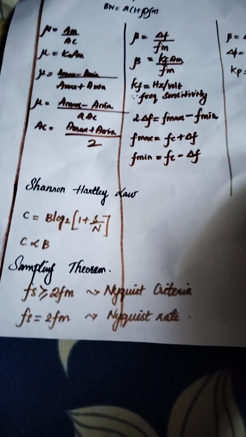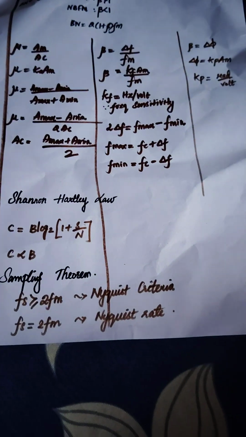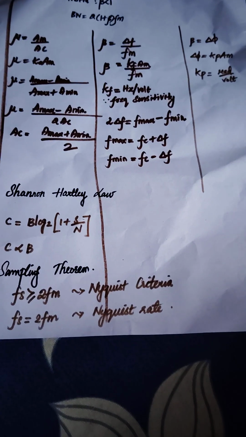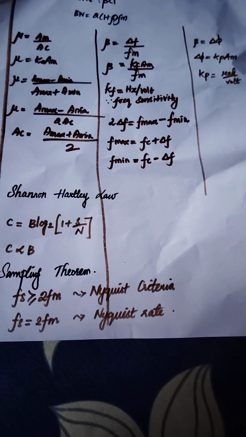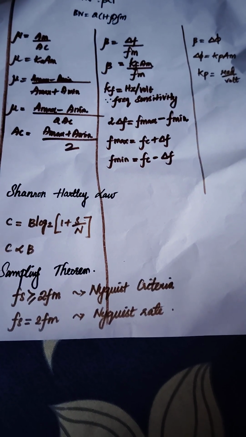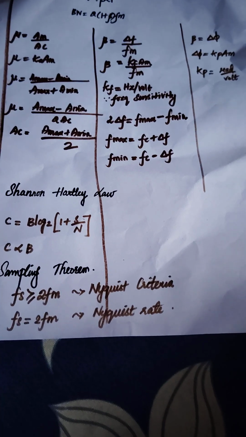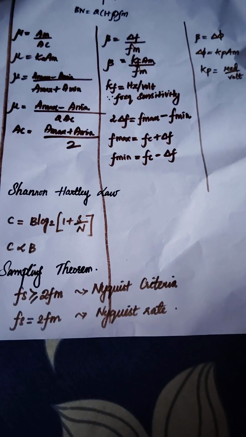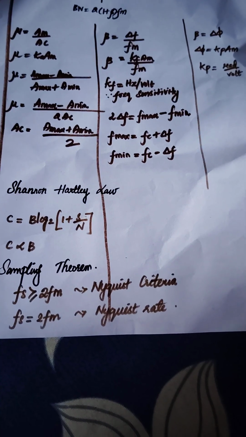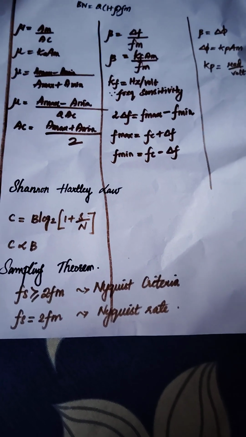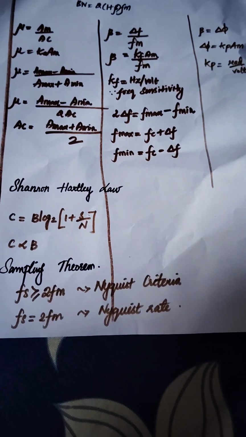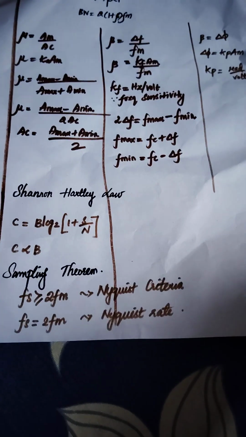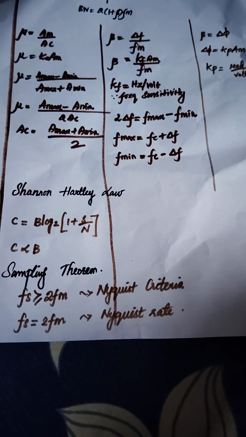Okay, one more formula: the Shannon-Hartley law. This question we may definitely expect. The channel capacity formula they may also ask. C is equal to B log base 2 of (1 plus signal to noise ratio). Here B is the bandwidth, and C is the channel capacity. C is proportional to B.